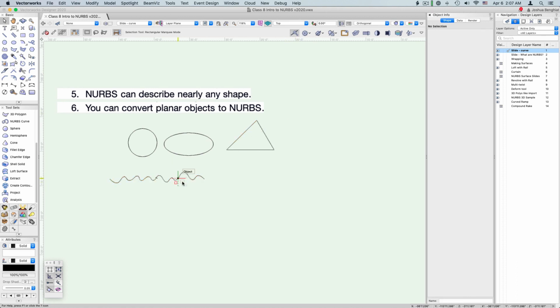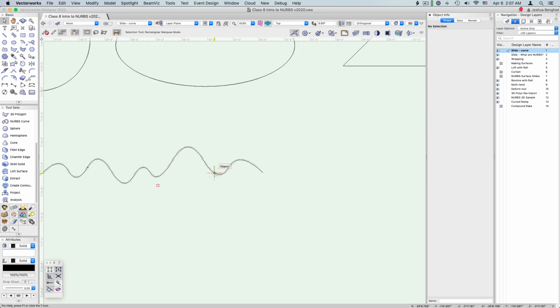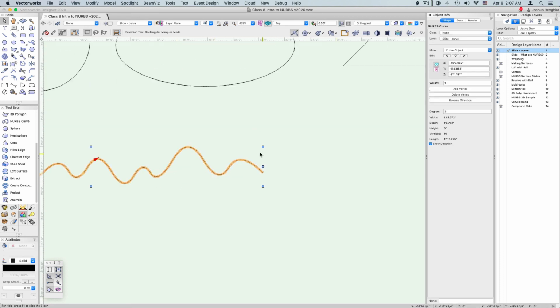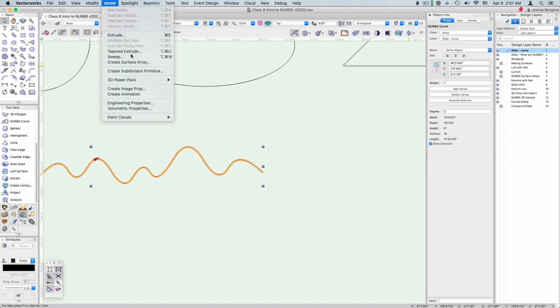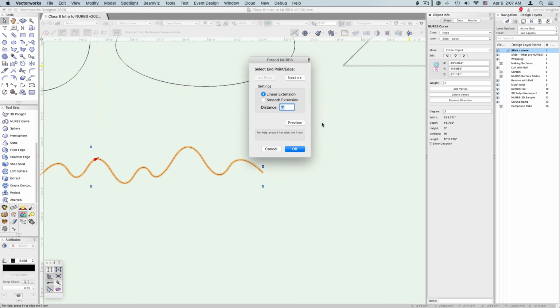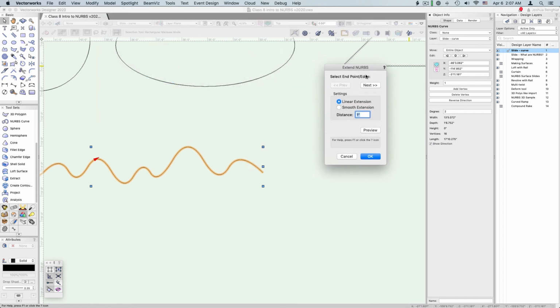Something unique to NURBS is if we select the curve and we want to make it longer, there's really no length parameter, but we can go to Model, 3D Power Pack, Extend NURBS. And here we're picking this point to extend, and let's extend it by 6 inches along the equation of the curve.